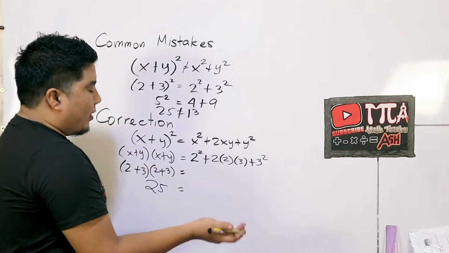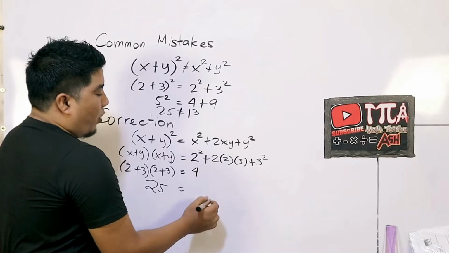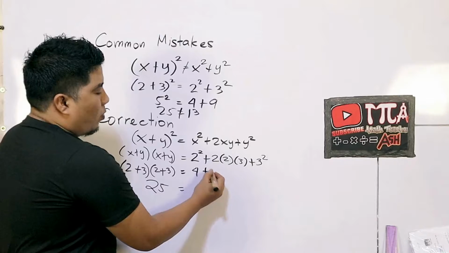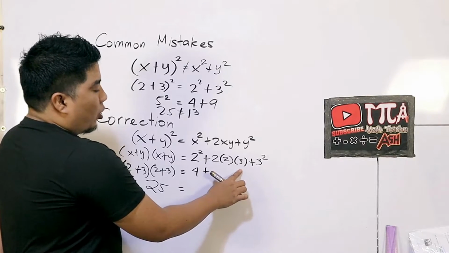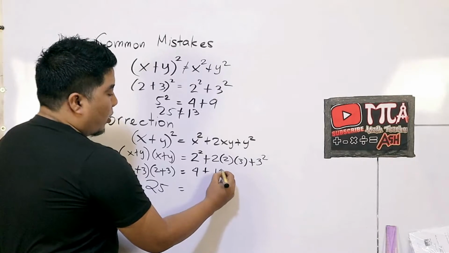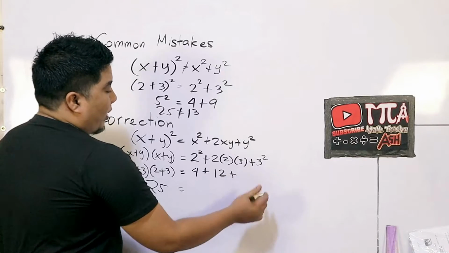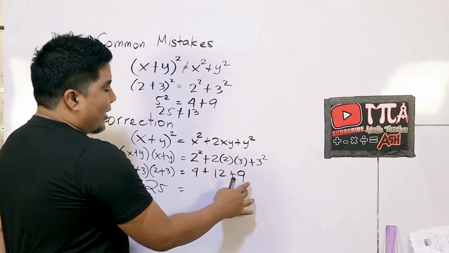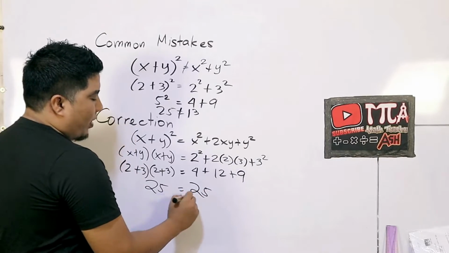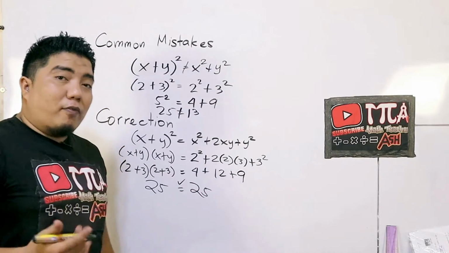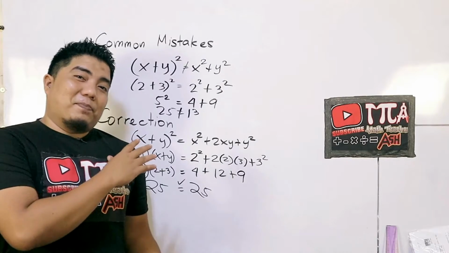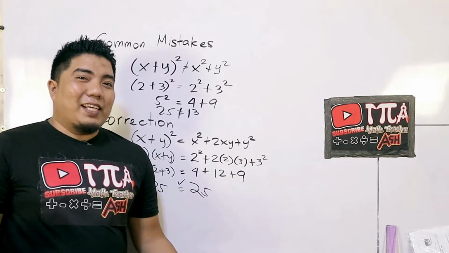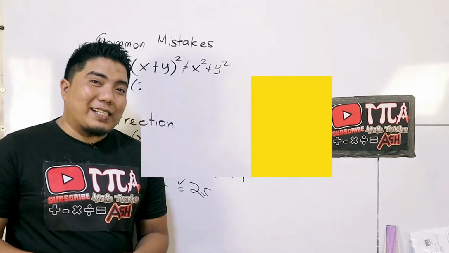Now, if we simplify this, basically you will have 4 for this one. And then we have 2 times 2 times 3. So that is 4 times 3. That is 12. And we have 3 squared. That is 9. So if we add 4 plus 12, that is 16. 16 plus 9, and that is 25. And that is the correction for our given mistake. Easy, right? Let's go to the second example.